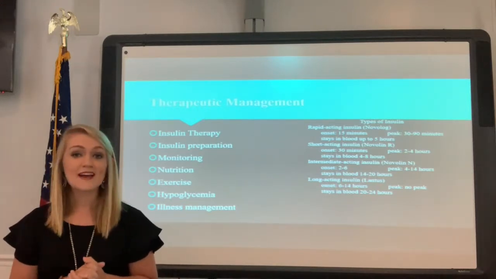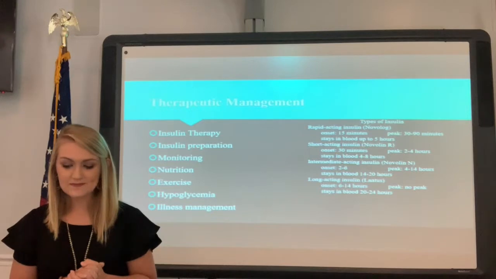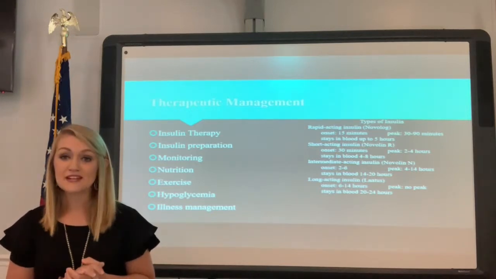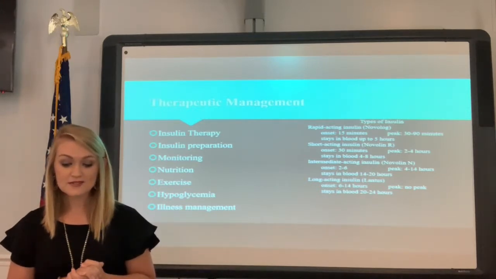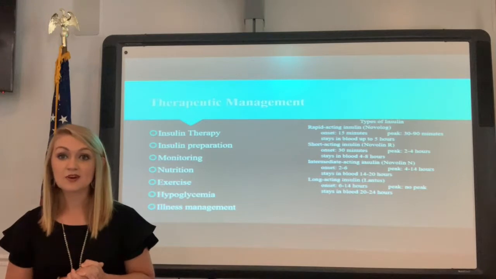Exercise. Exercise lowers the blood glucose levels, depending on the intensity and the duration of the activity. Regular exercise aids in the utilization of food and often results in a reduction of insulin requirements.